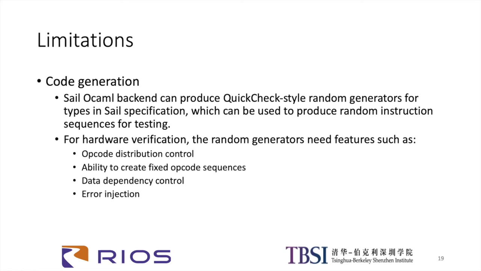Lastly, the Sail OCaml backend can produce QuickCheck style random generators for types in the Sail specification, which can be used to produce random instruction sequences for testing. But for hardware verification purposes, the random generators need features to control opcode distribution, to create fixed opcode sequences, to control data dependence, and most importantly, to inject errors. These features will boost the coverage of the tests and make the tool more useful.